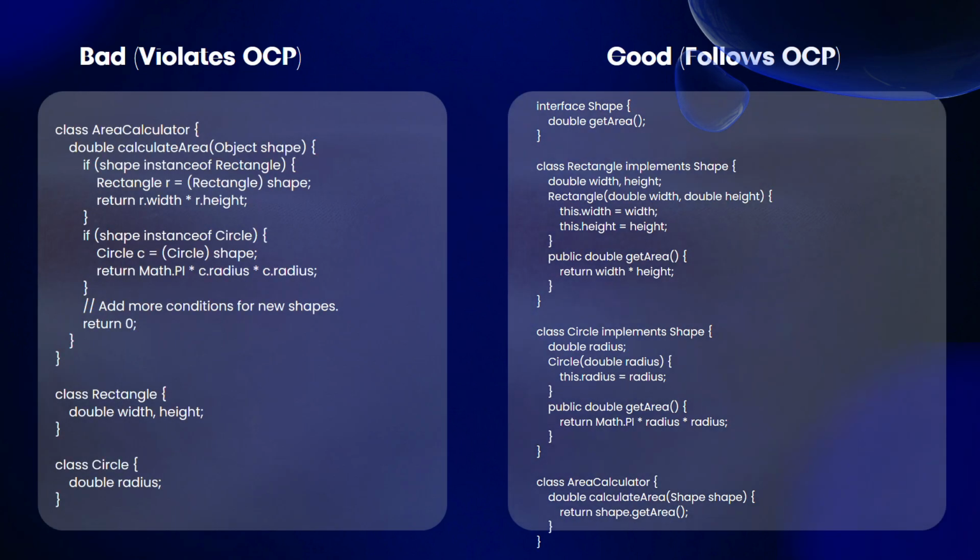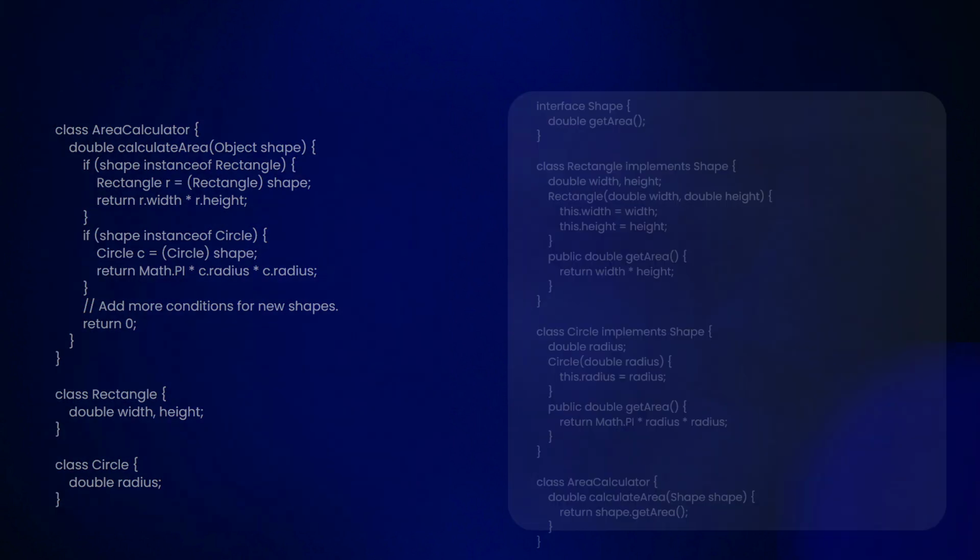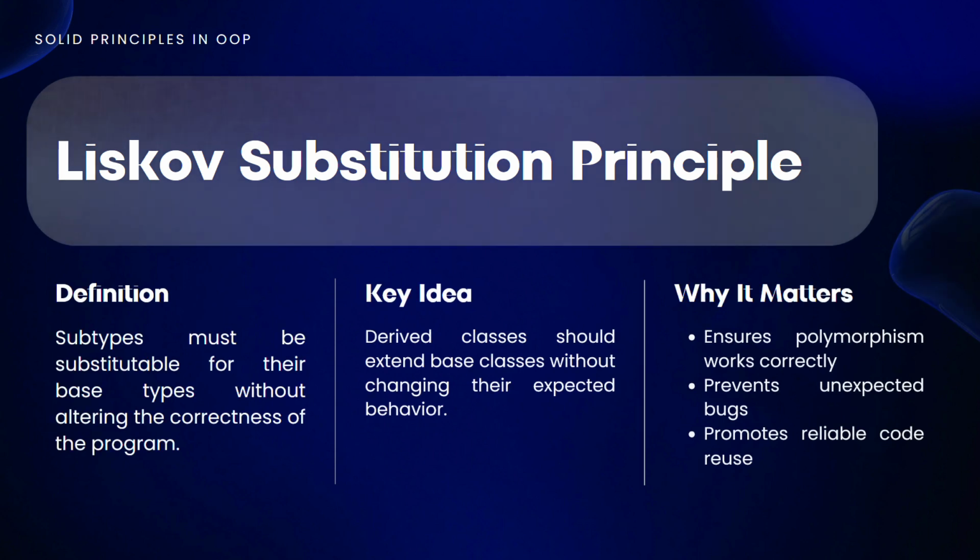So in our bad example, the AreaCalculator checks the type of each shape. So every time we add a new shape, we have to go back and update this class. This quickly becomes messy. In the improved version, each shape class knows how to calculate its own area. If we want to add a new shape, we just create a new class. No need to touch the previous AreaCalculator class. This makes our code more flexible and easier to maintain.